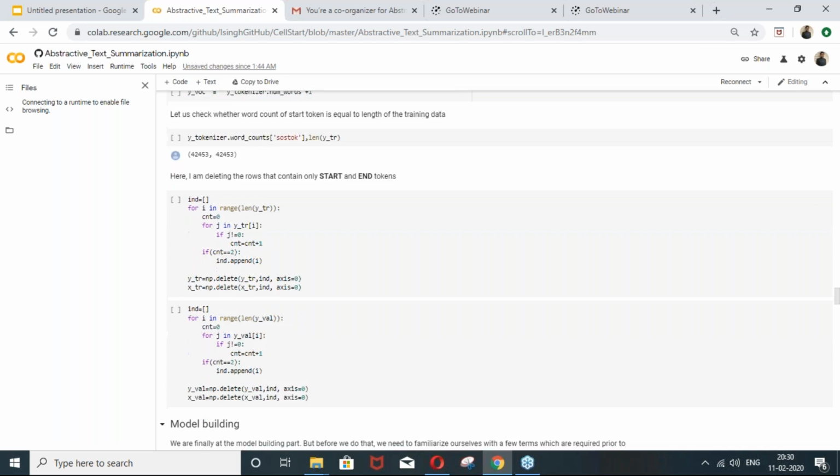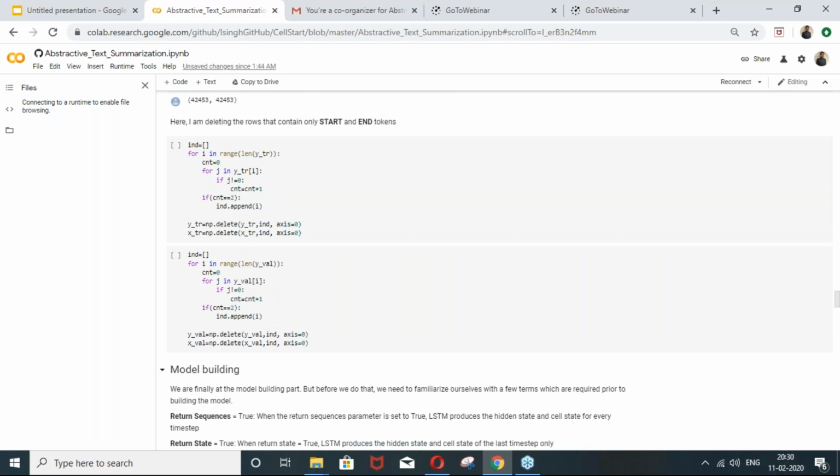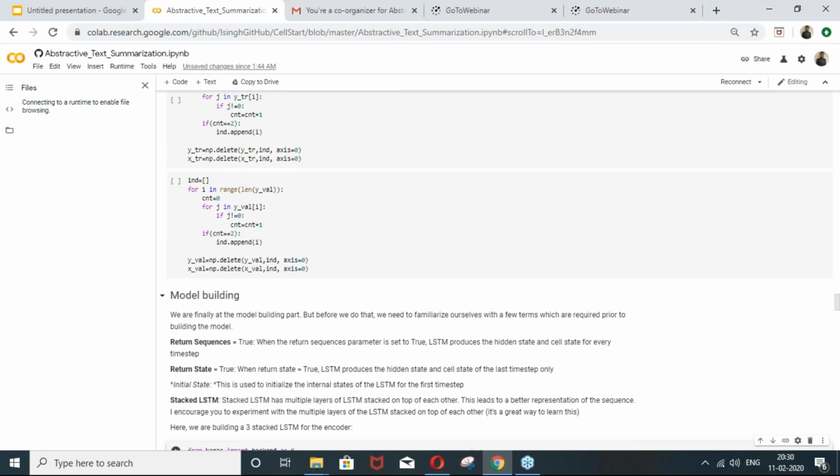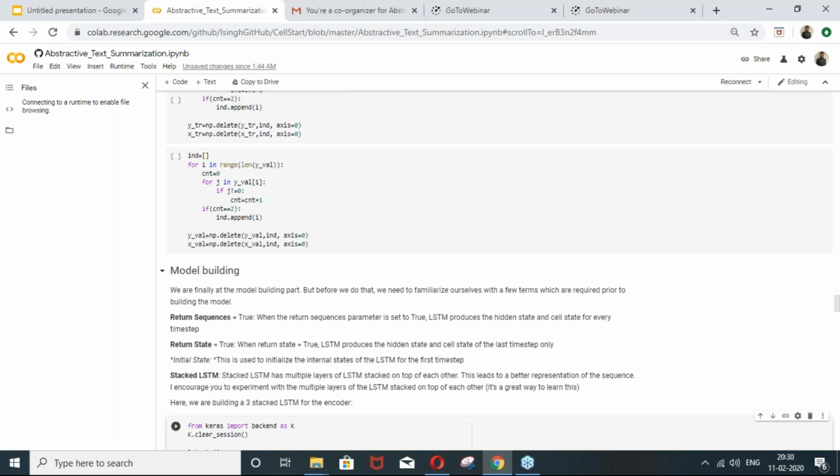Basically, I'm deleting the rows that contain only the start and end token in both the summary as well as the text. Text means the review which has been given to us. Now we are moving to the model building part.